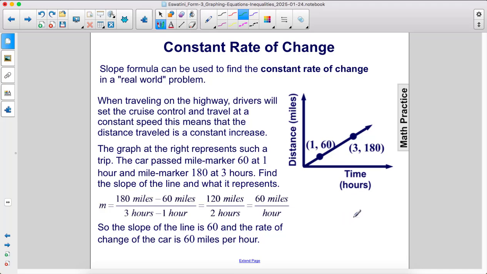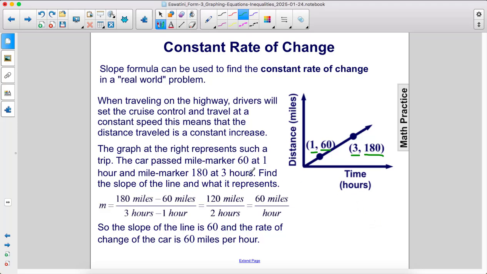The slope formula can be used to find the constant rate of change in a real-world problem. When traveling on the highway, drivers will set the cruise control and travel at a constant speed. This means that the distance traveled is a constant increase. The graph at the right represents such a trip. The car passed mile marker 60 at 1 hour and mile marker 180 at 3 hours. Find the slope of the line and what it represents.